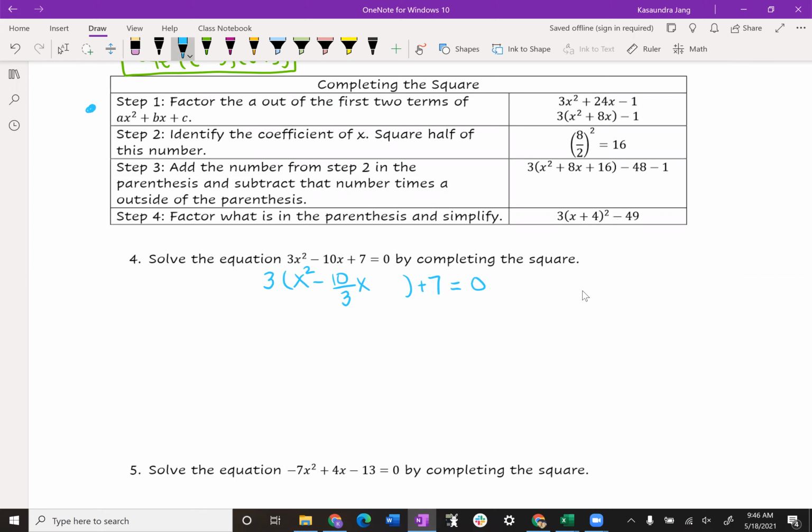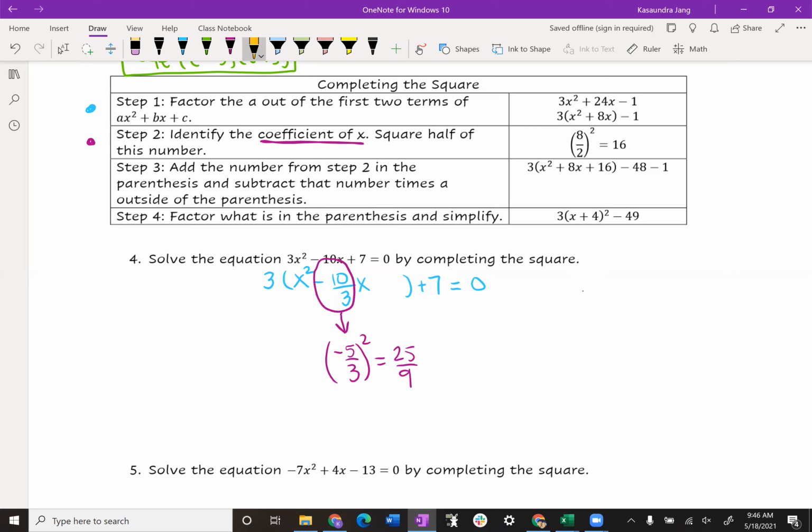Second step, identify the coefficient of x, square half of this number. The coefficient is the number multiplied by your plain x, not the x squared. So the coefficient right now is negative 10/3. They want you to square half of this number. Half of 10 is 5, so I got negative 5/3. Squared is, well, negative 5 squared is 25, and 3 squared is 9. So 25 over 9. Okay, so square half of this number.